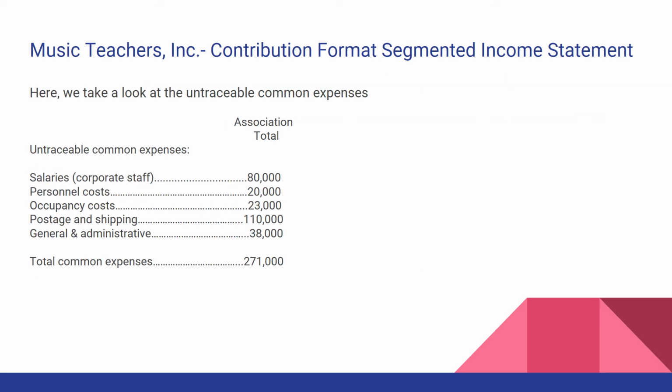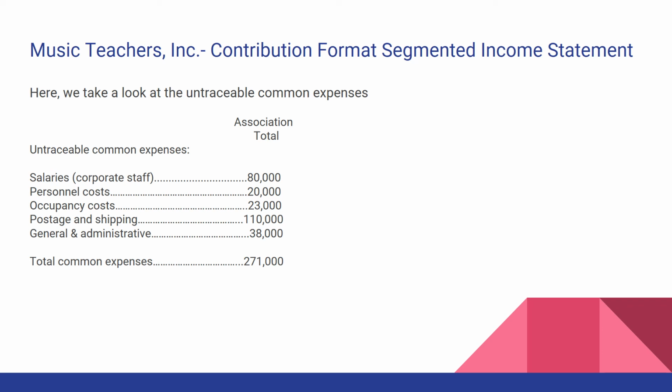Now here we're going to look at the untraceable common expenses. These we could not trace to a specific segment. For the corporate staff salaries, the data mentioned that there was $80,000 that we can put there. Personnel costs, again, the data told us that's 25% of the salaries. So we know 25% of the 80,000 for corporate staff is 20,000. So that's how we got that for personnel.